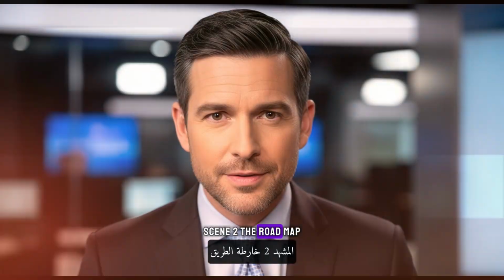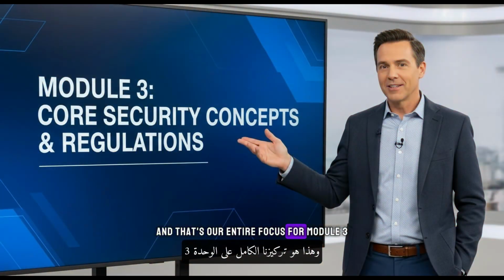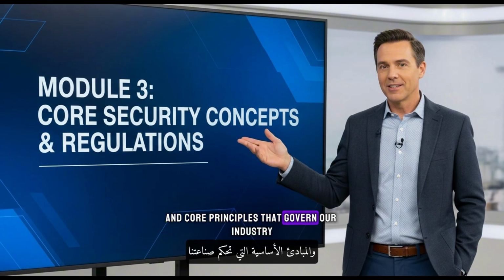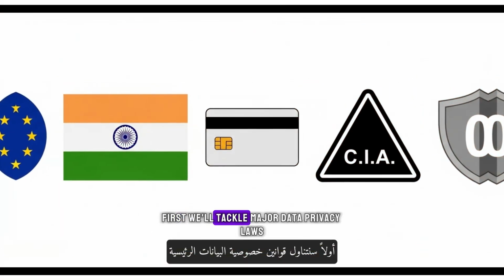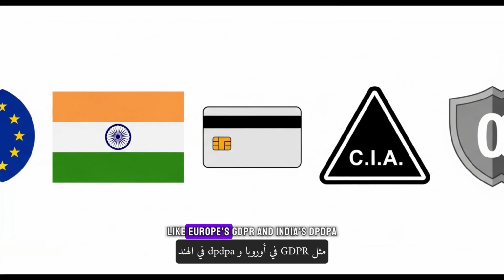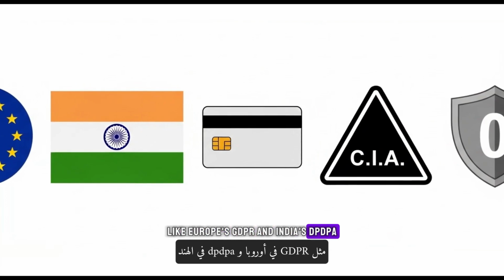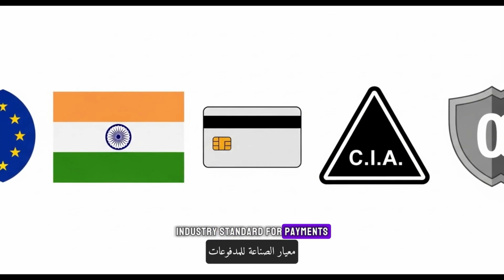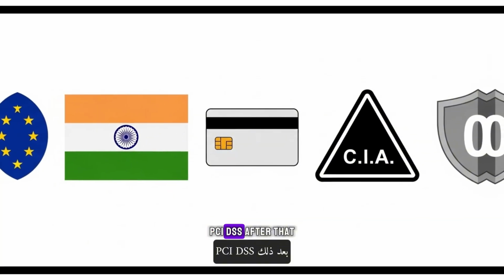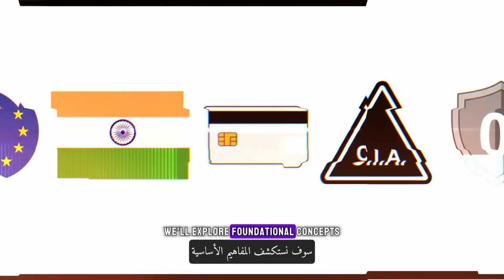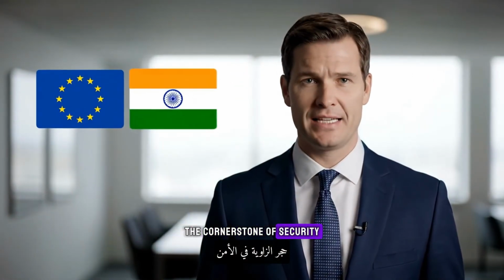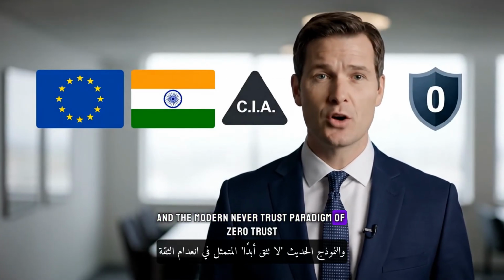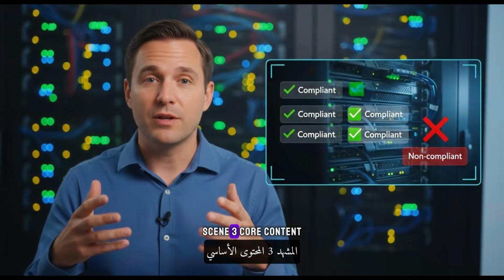Scene 2, the roadmap. And that's our entire focus for Module 3. We're diving deep into the frameworks, regulations, and core principles that govern our industry. First, we'll tackle major data privacy laws, like Europe's GDPR and India's DPDPA. Then, we'll cover the non-negotiable industry standard for payments, PCI DSS. After that, we'll explore foundational concepts, the cornerstone of security, the CIA triad, and the modern never trust paradigm of zero trust.